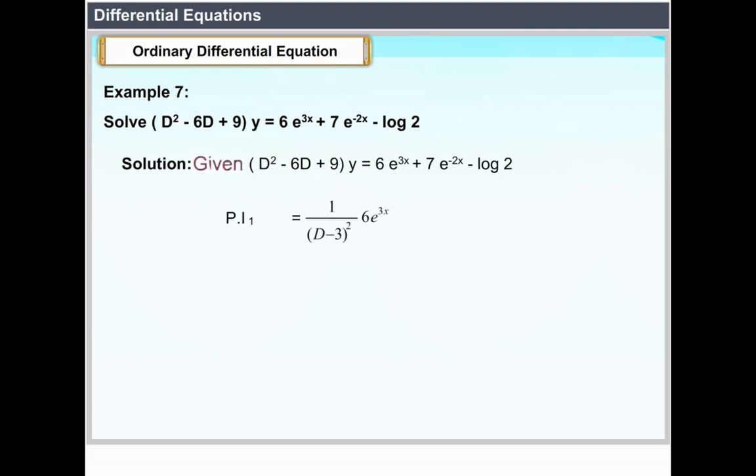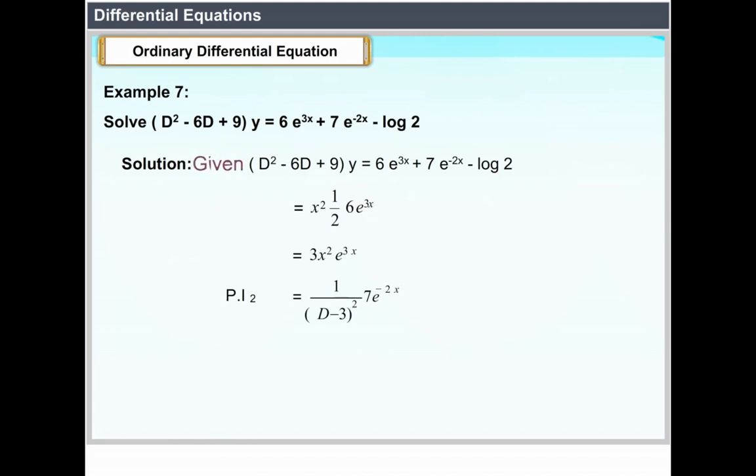PI1 = 1/(D − 3)² · 6e^(3x) = 6 · 1/(3 − 3)² · e^(3x). The ordinary method fails, so we differentiate: = x · 1/(2(D − 3)) · 6e^(3x) = 6x/2 · 1/(3 − 3) · e^(3x). Again the ordinary method fails. = x²/2 · 6e^(3x) = 3x²e^(3x).